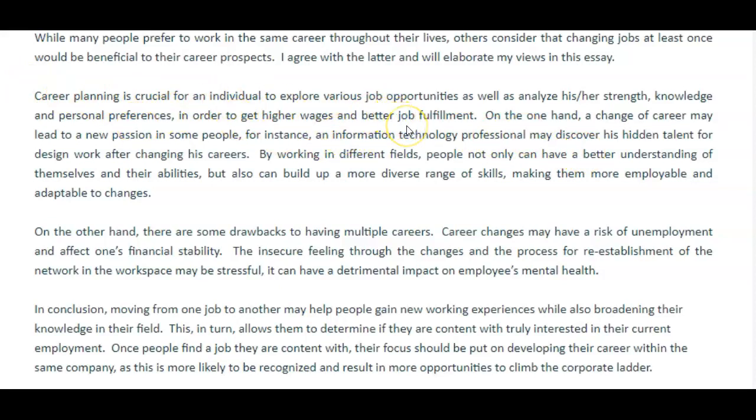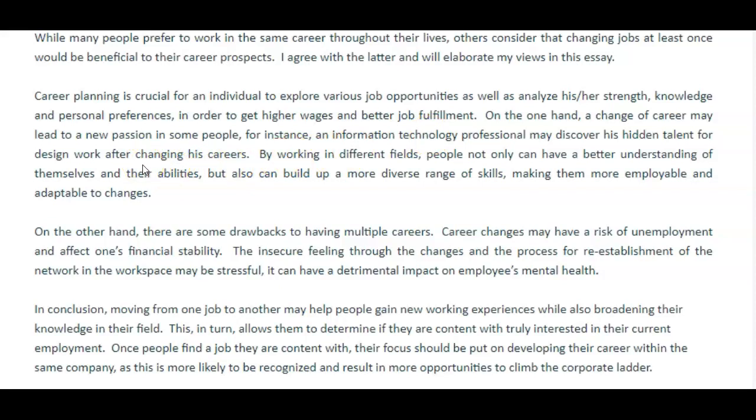And then you gave us this example. And then you said by working in different fields, they learn about themselves, their abilities. I wanted you to go into a little more detail about this. Okay. So you talked about the information technology person. You said he could discover a passion for design.